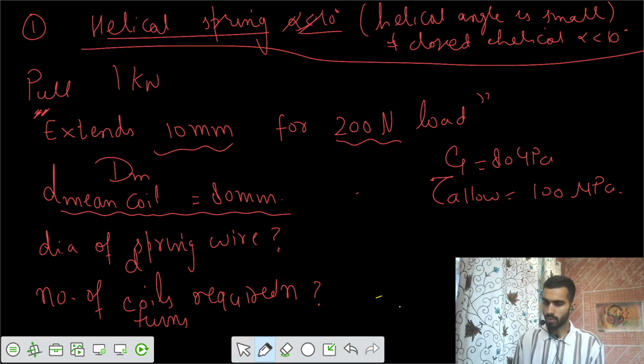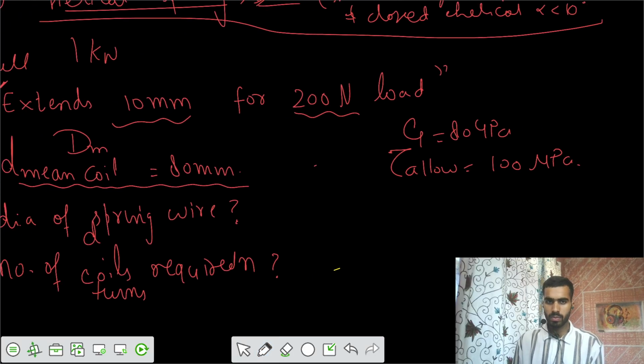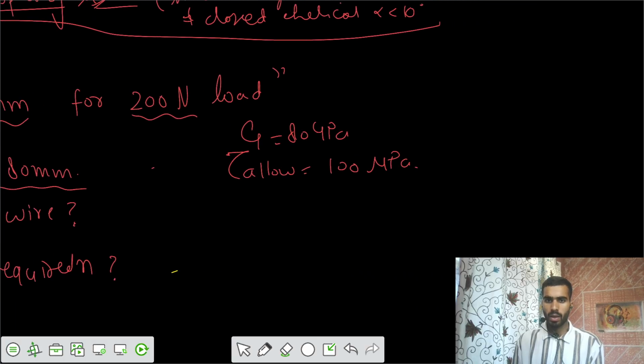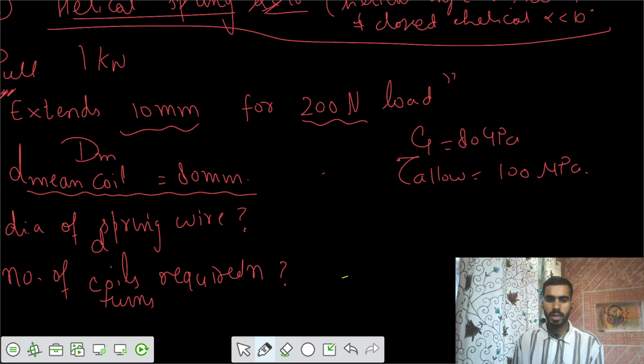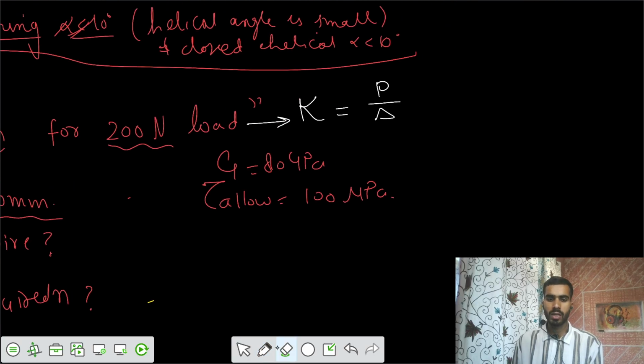So let's take the problem. We can get the stiffness from the statement that K equals P by delta. For 200 Newton, we have 10 mm deflection. So we got that stiffness, that is 20 Newton per millimeter.